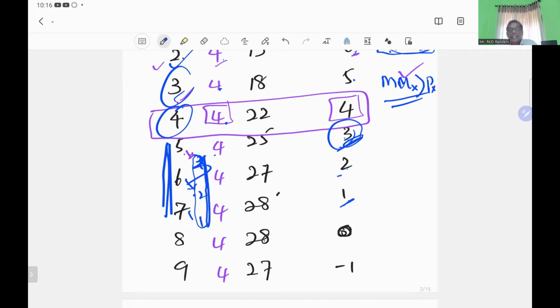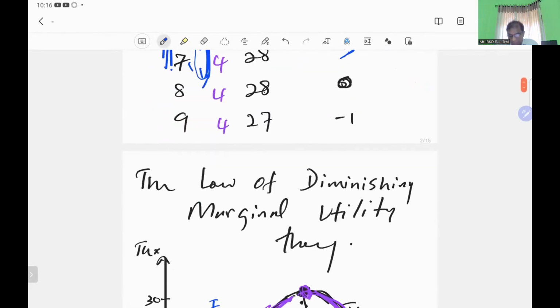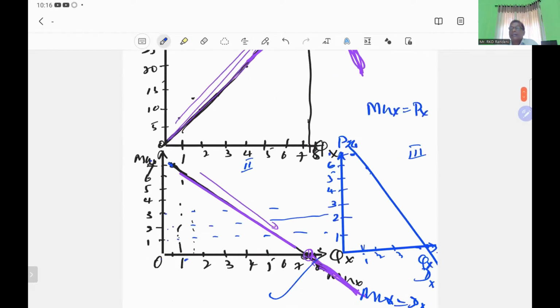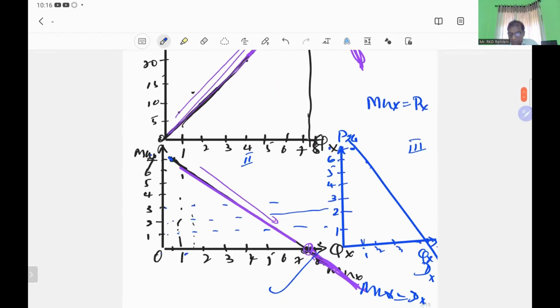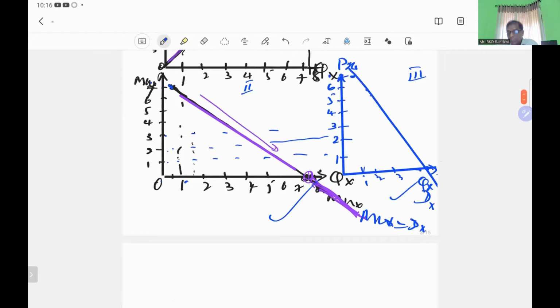That is the demand theory. He is ready to take more of X when the price is less. That is the demand theory. So by using MU, you can derive the demand curve also. This is how you have to derive the demand curve.